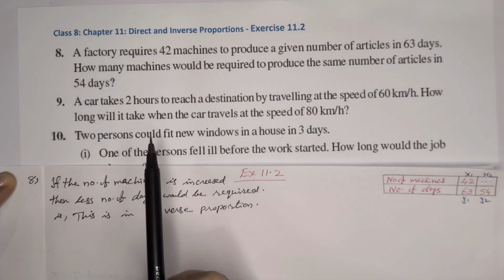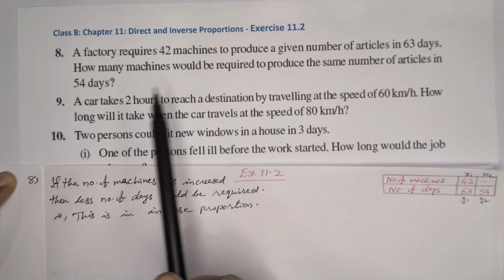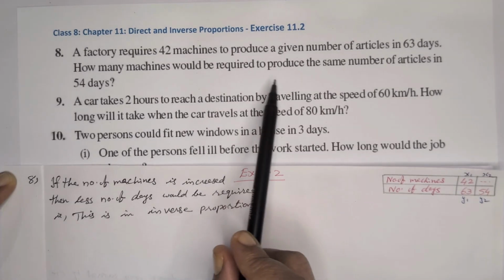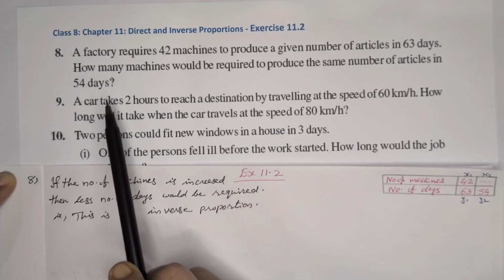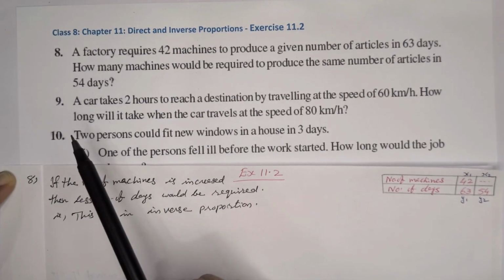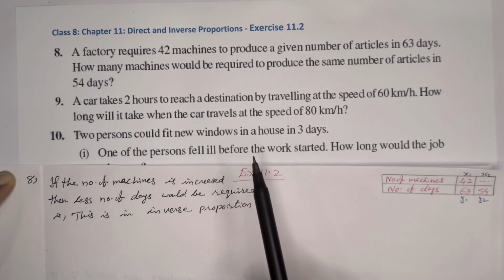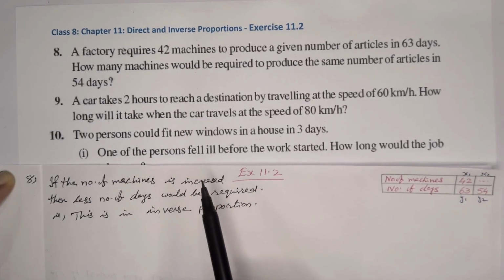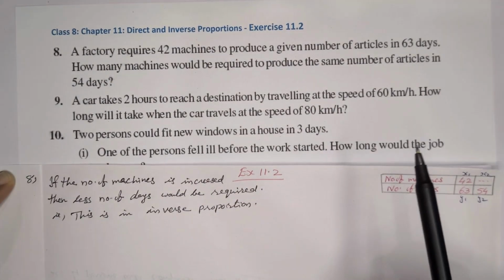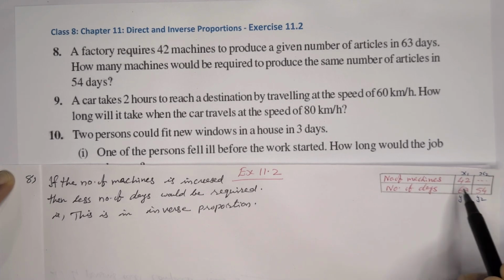Question number 8. A factory requires 42 machines to produce a given number of articles in 63 days. How many machines would be required to produce the same number of articles in 54 days? So we know that more machines, then less number of days are required. If the number of machines is increased, then less number of days would be required to finish the same number of articles. So we can write that in a table, number of machines and number of days.